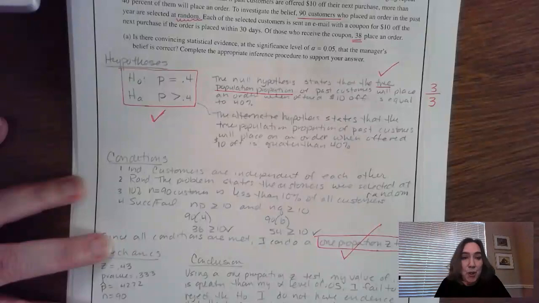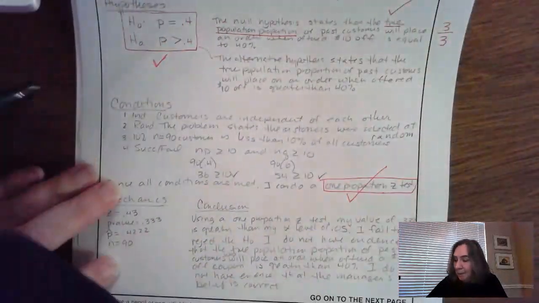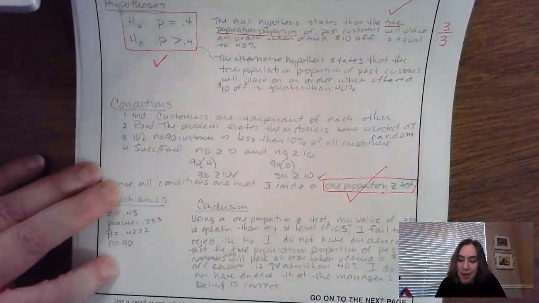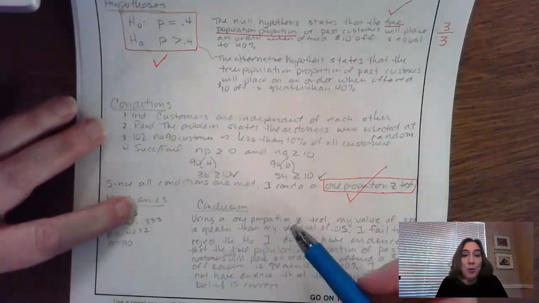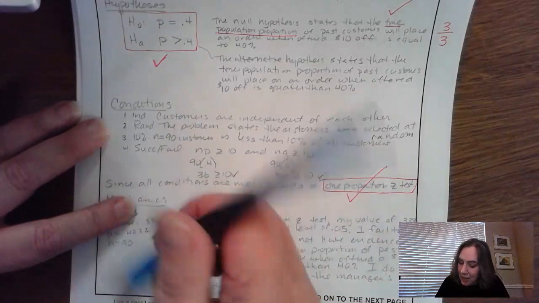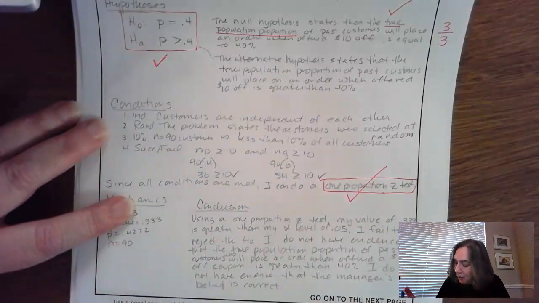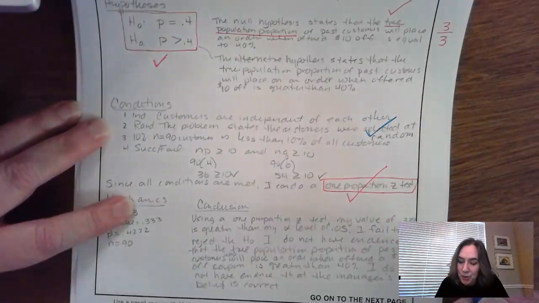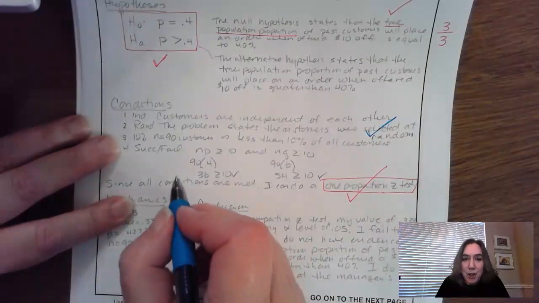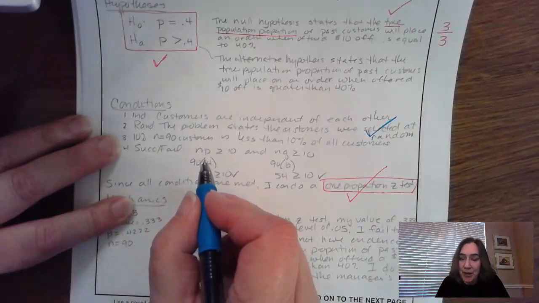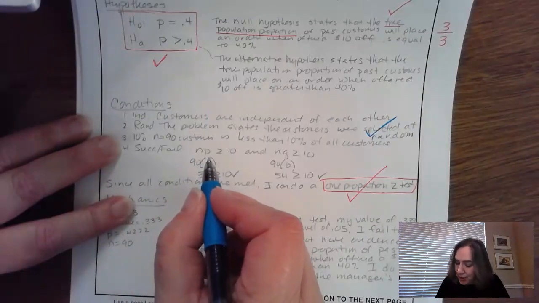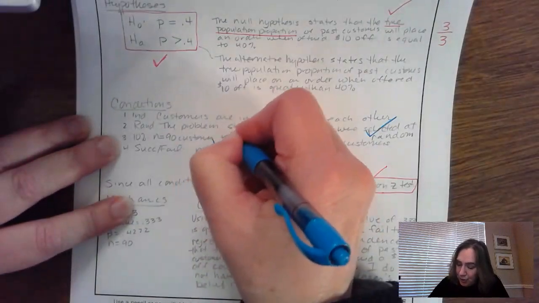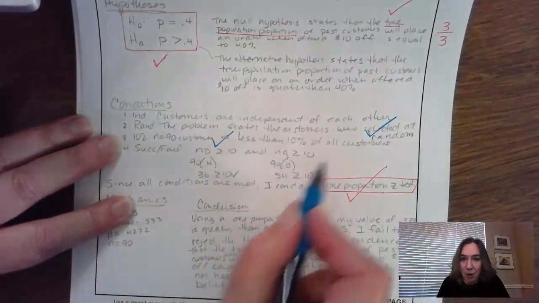Now for section number 2, there are 5 different components that we're going to be looking for. And mostly they are going to be popping up in the conditions. The first thing we're looking for is that the customers were chosen randomly, a statement to that effect. The problem states that the customers were selected at random. Okay, that is going to be the first check of section number 2. Did they also state that the 90 customers were less than 10% of all the customers that this manager is dealing with? Yep, it is right there. 90 customers is less than 10% of all customers.